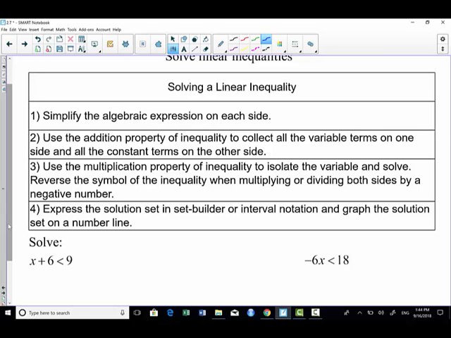Step 1. Simplify the algebraic expression on each side. Step 2. Use the addition property of inequality to collect all the variable terms on one side and all the constant terms on the other side. Step 3. Use the multiplication property of inequality to isolate the variable and solve. Then reverse the symbol of the inequality when multiplying or dividing both sides by a negative number. Step 4. Express the solution set in set builder notation, interval notation, or graph the solution set on a real number line.